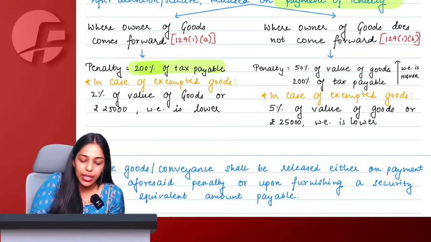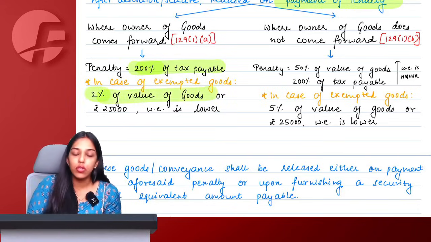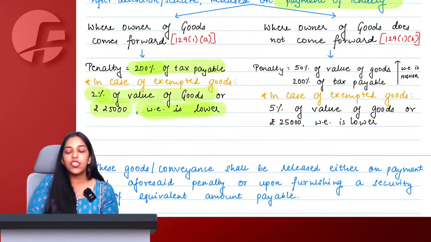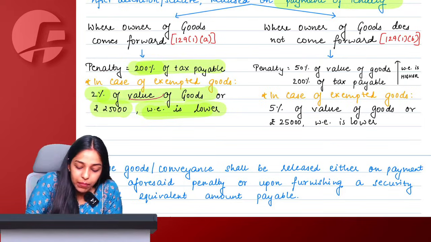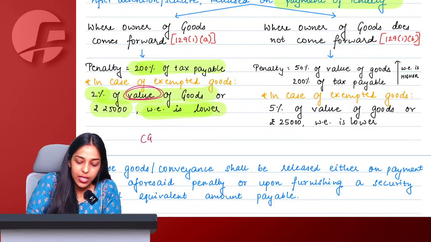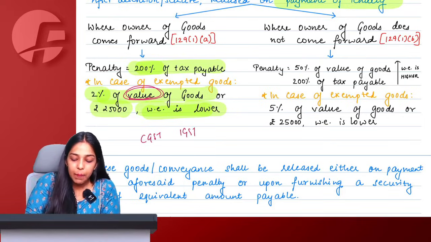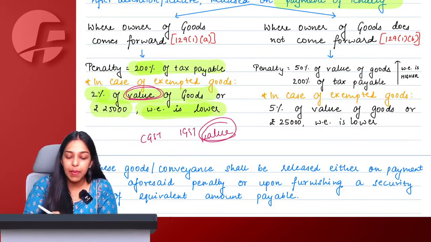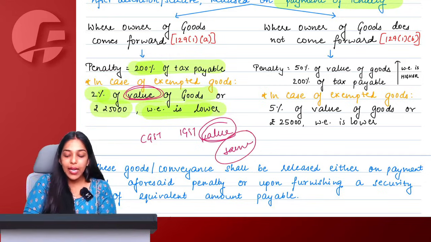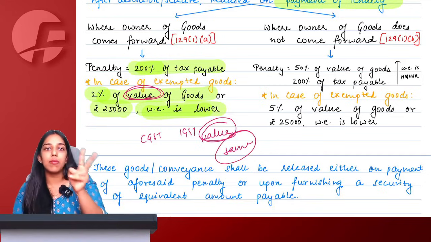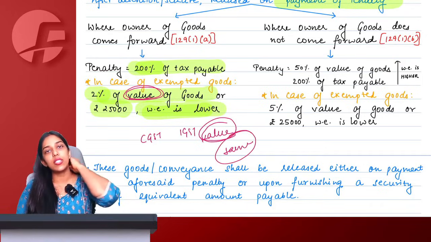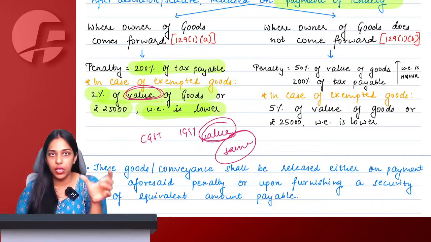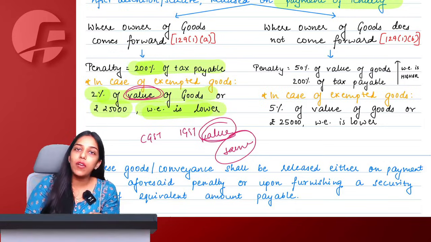In that case, we will take 2% of value of goods or 25,000, whichever is lower. Now understand, value remains the same. Even if it is CGST Act or it is IGST Act, my taxable value or let us say the total value of goods, even if they are exempted, always remains the same. No. Tax amount changes. In IGST, tax amount is doubled. In CGST, SGST, tax amount is half. So the tax amount changes according to the act that you are studying, but the value always remains same.